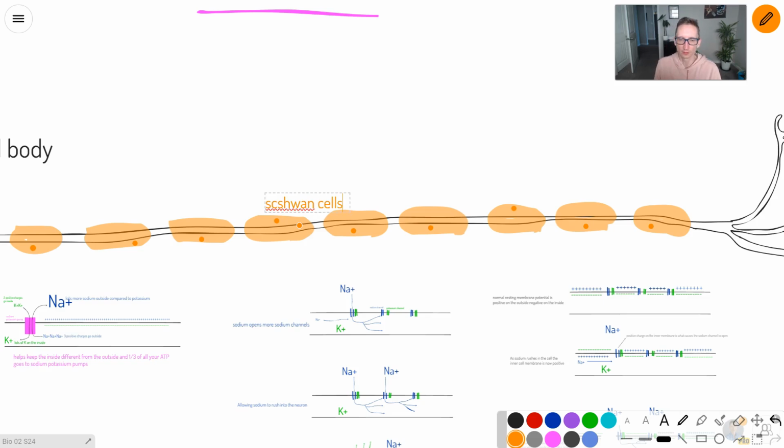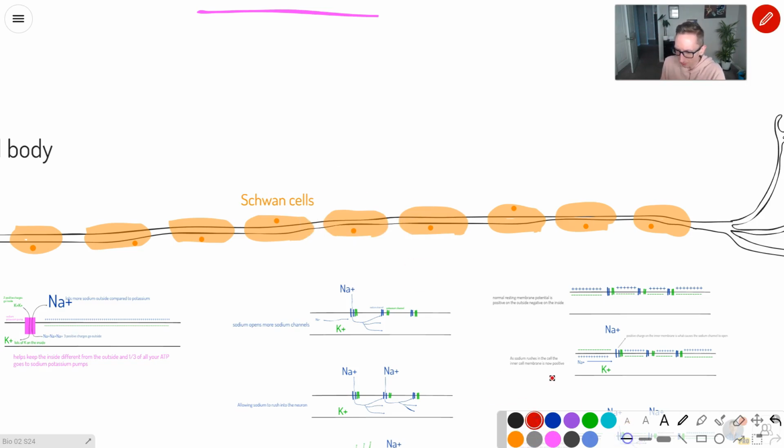Schwann cells. Reminds me of the Schwan's truck that would come and deliver weird frozen food to my grandparents. Schwann cells. It's kind of like swans. And what do swans got? A big old long neck.